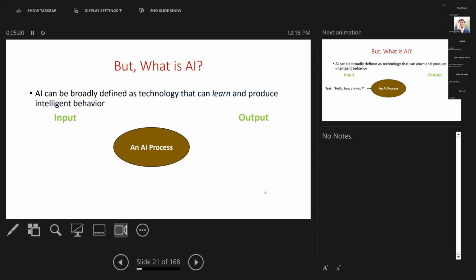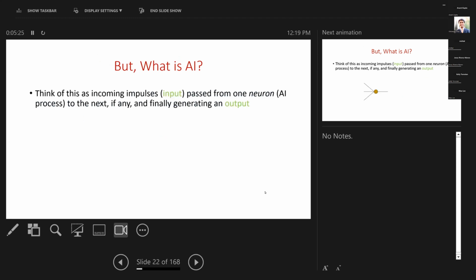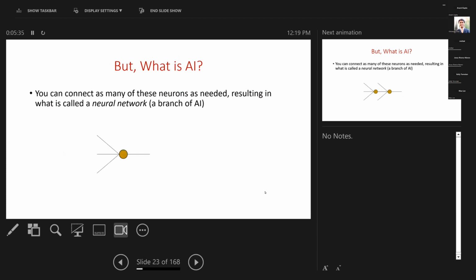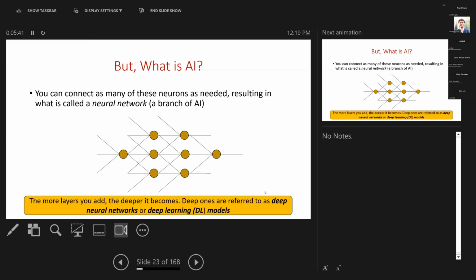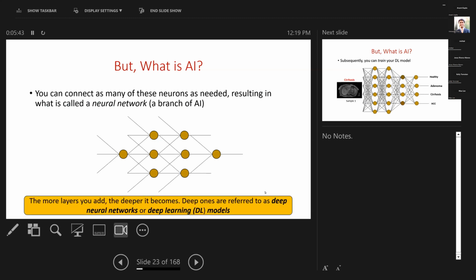This can also be, say, language translation. So if we think of it as incoming impulses passed through one neuron to the next, generating an output, AI is essentially a mathematical function. We can connect as many of these neurons as needed, resulting in what is called a neural network. The more layers we add, the deeper it becomes. That's why they call it deep learning methods.